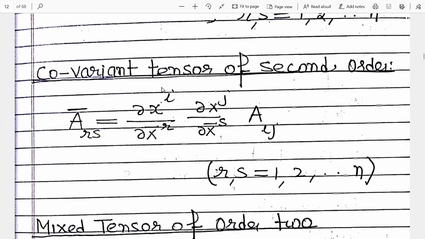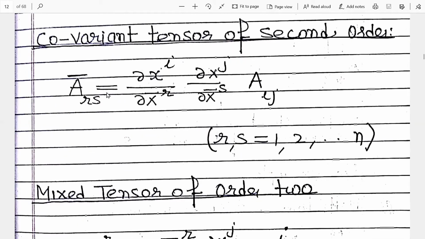Now covariant. In covariant, on a similar pattern, first write A bar RS. This is at the lower part, so its variable is again at the lower part. Again A ij. So naturally, if it is at the lower part, then it will be in the upper part. Now this is curly xi over curly x bar r, curly xj over curly x bar s, A ij, where r, s are running from 1 to n.